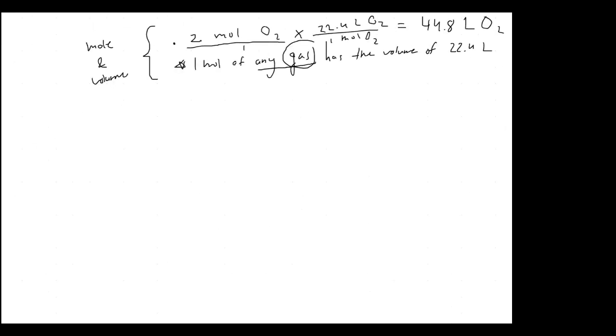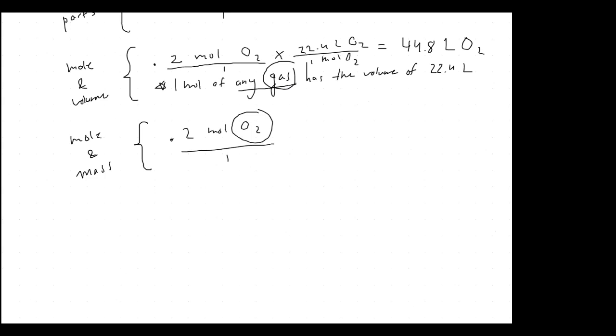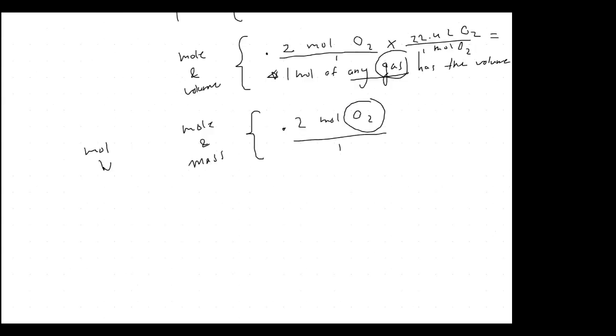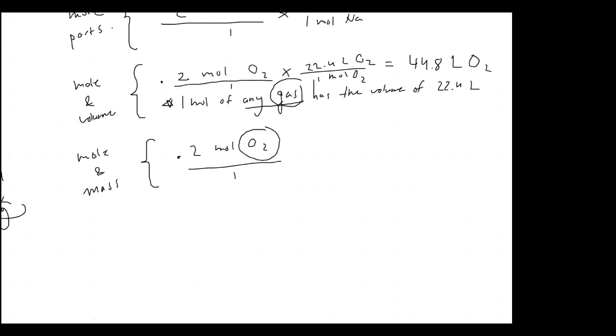Now let's move on to the next conversion, which is from moles and mass. For mole and mass, it's really simple too. Let's go back to the previous example of 2 moles of oxygen. We need to find the molecular weight of oxygen, O2. We're trying to convert from moles to grams. In order to get grams, you need to know grams per mole, or the molar mass. If you look on the periodic table, you'll find that 1 oxygen atom is 16. So if we have 2 of them, that is 32 grams per mole.